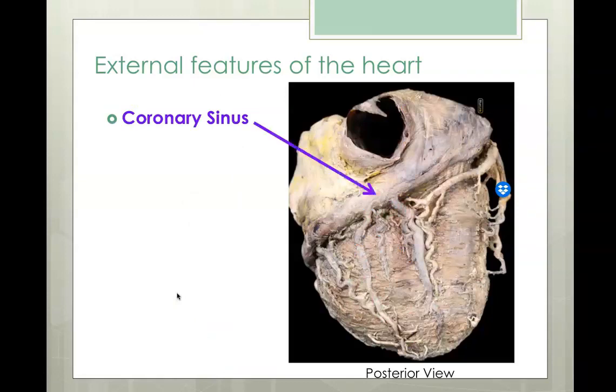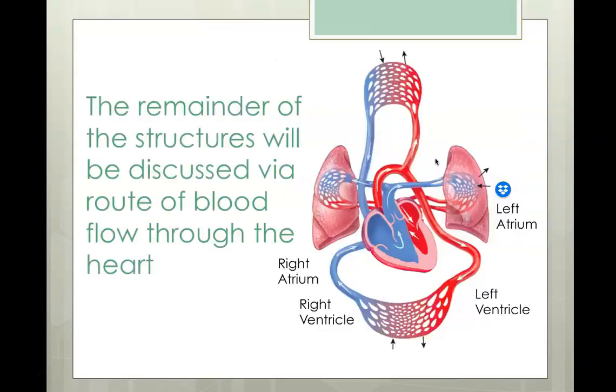And this is a cadaveric image of what you can expect the coronary sinus to look like. So this is a posterior view of the heart. You could see some of these beautiful cardiac veins draining into the coronary sinus, and it would move on into the right atrium. So the remainder of the structures that we will be discussing will be discussed via the route of blood flow through the heart.